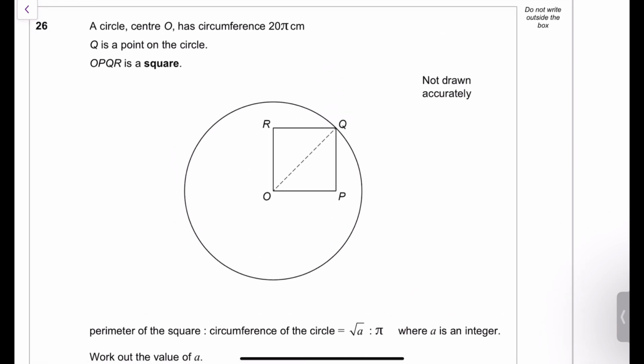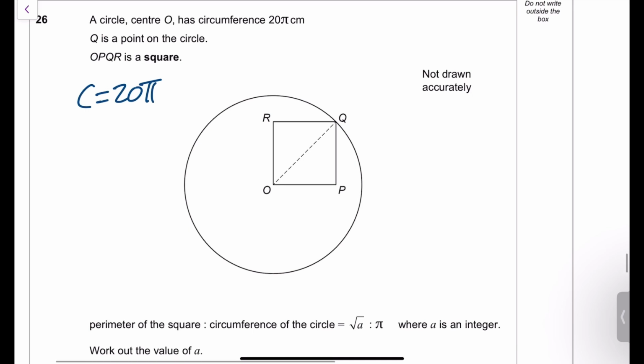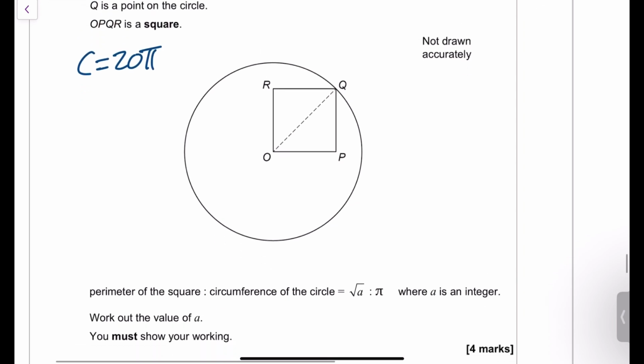Right, the question: circle, center O, has a circumference of 20 pi, so C equals 20 pi. Q is a point on the circle. OPQR is a square. The perimeter of the square to the circumference of the circle is in a ratio of root A to pi, where A is an integer. Work out the value of A.